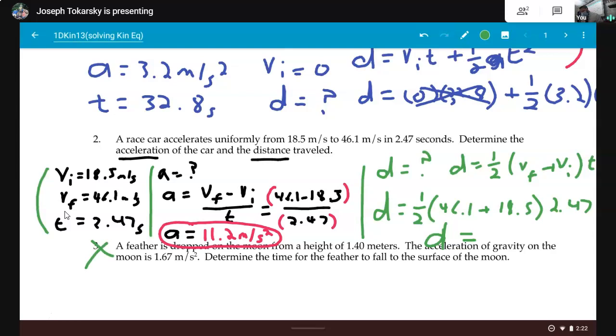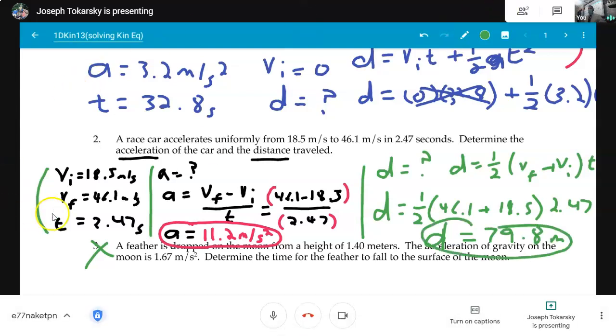So running these numbers carefully, 46.1 plus 18.5. They're in parentheses, so I'll do those first. Times 1/2, or in other words, times 0.5, times also 2.47. We run them right, we get about 79.8 meters for this car to accelerate from this speed to this speed.